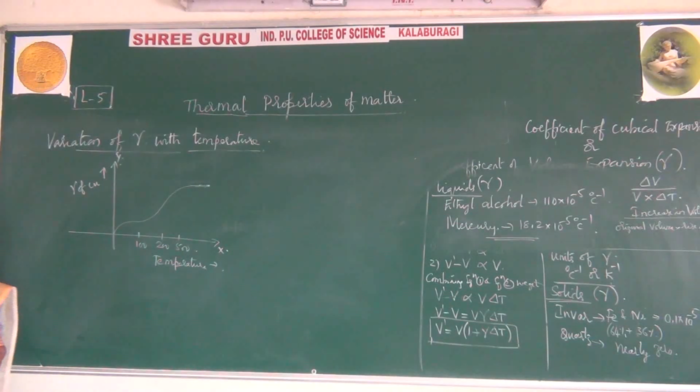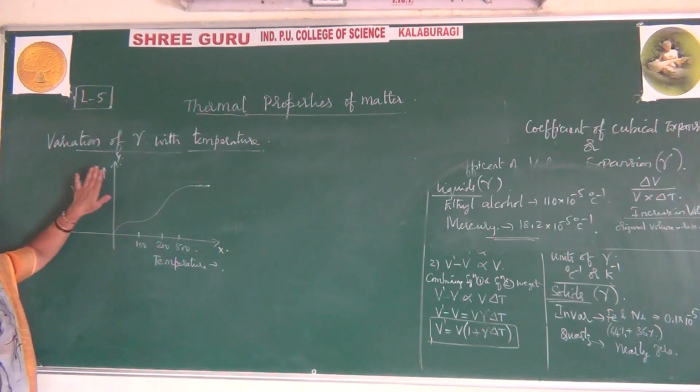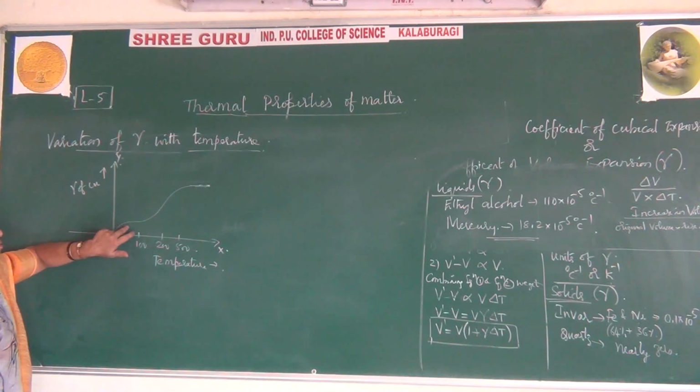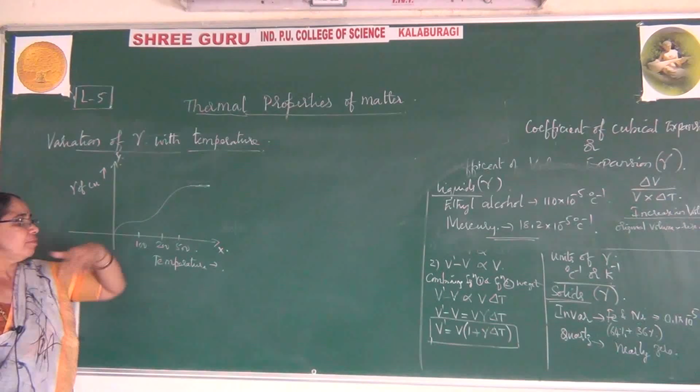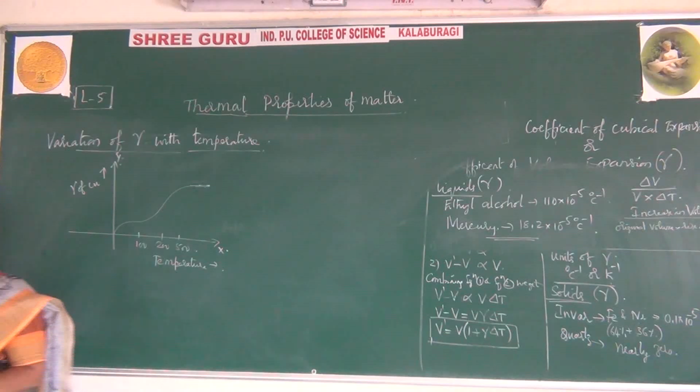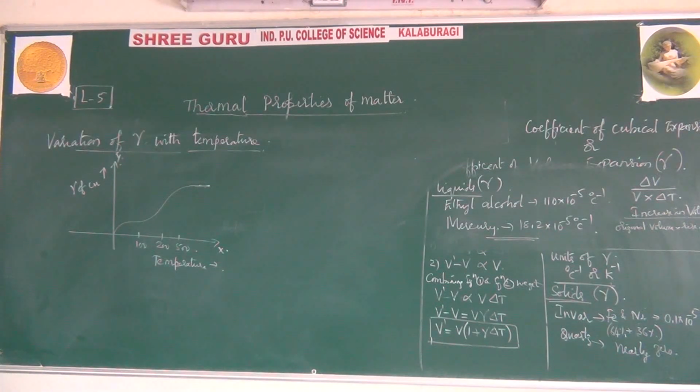Like this you get a graph for copper, where gamma is shown along the y-axis and temperature along the x-axis. So for a small rise in temperature it will rise, and this coefficient will rise up to 500 Kelvin. Once it reaches above 500 Kelvin, it becomes constant. This is what you can observe. It becomes constant at higher temperature, particularly above 500 Kelvin. This is one concept you understand for how gamma varies with temperature.